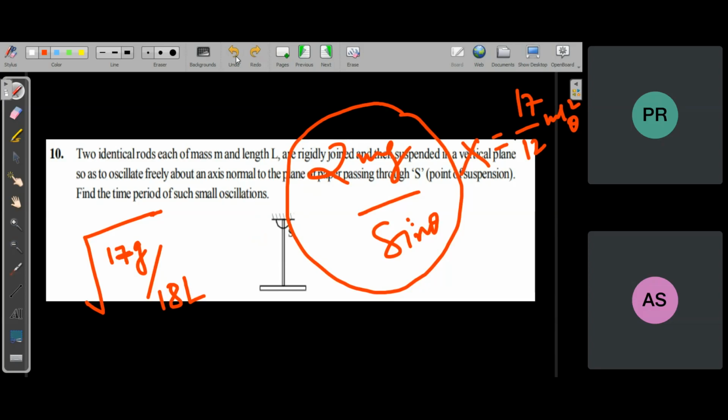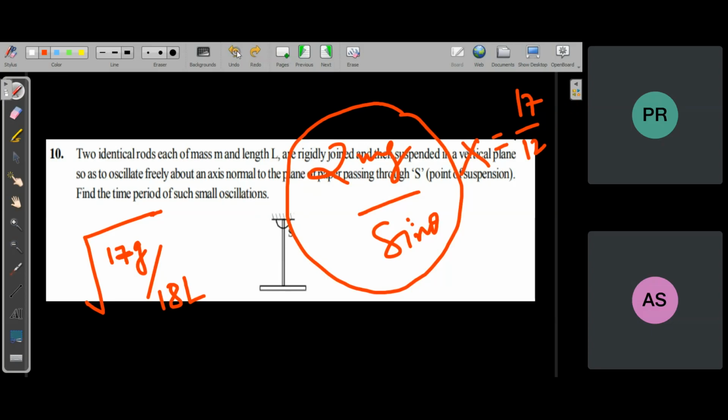Yes, sir, I'm saying it's not. It's minus 2 mg by sin theta, sir. Where is distance? L. So why not, sir? It's minus 2 mg L sin theta. I'm saying, sir, mg into y sin theta.